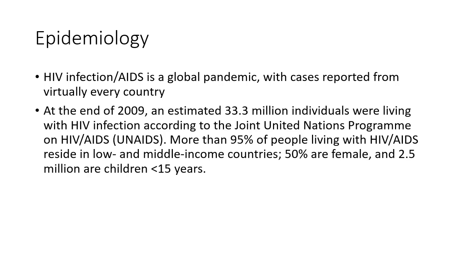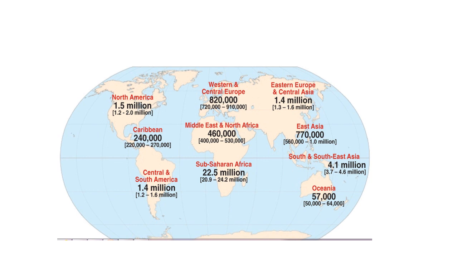Now, epidemiology, I don't want to discuss the details of epidemiology. In 2009, 33.3 million individuals were living with HIV infection according to the Joint United Nations Programme. The number may have increased by 2020, but the rate of spread has decreased due to the effective efforts of various organizations, governments and NGOs. So this is the global incidence marked. You can see various locations, the Asian countries, African countries. In fact, the spread is very high in sub-Saharan African countries.